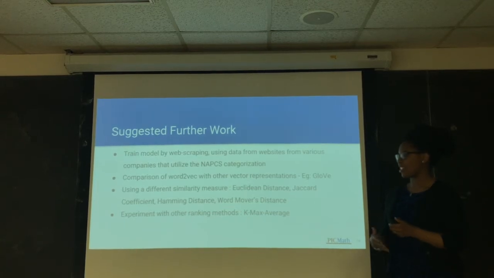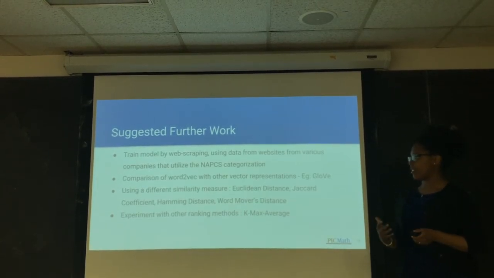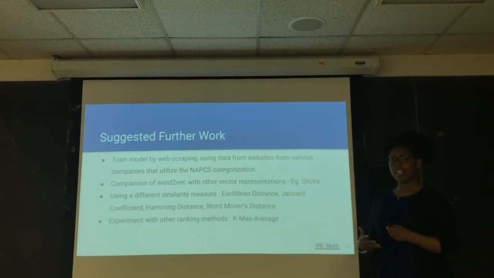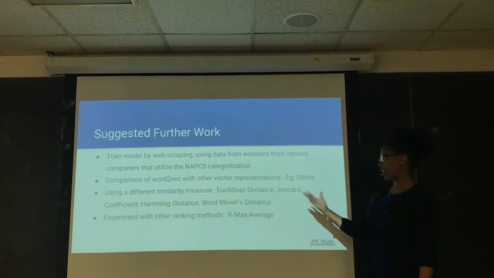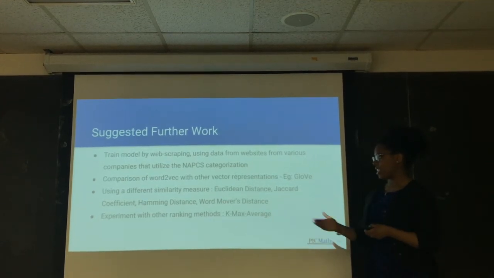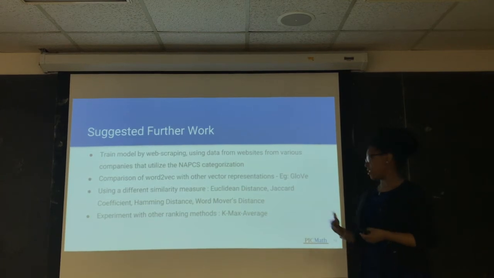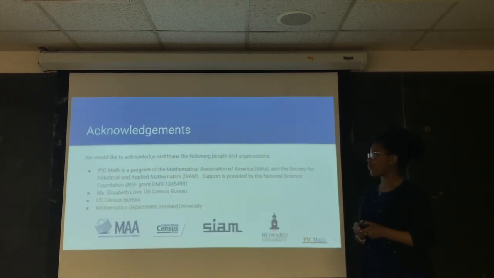Another way we can improve this and go further would be comparing word2vec to other vector representations such as GloVe. We can also use various similarity measures such as Euclidean distance or Hamming distance. And then lastly, we could also experiment with other ranking methods such as the K-max average.